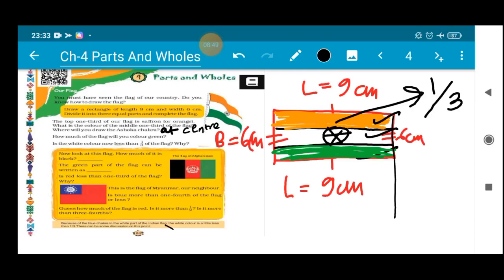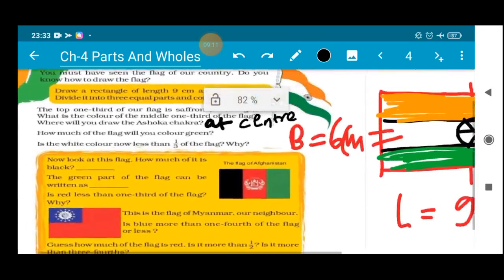The first top 1/3 will be representing the saffron, the second 1/3 will be representing the white one, and the third 1/3 will be represented by the green color. Okay, all right, so then let's proceed. How much of the flag will you color green? So how much part are you going to color green?